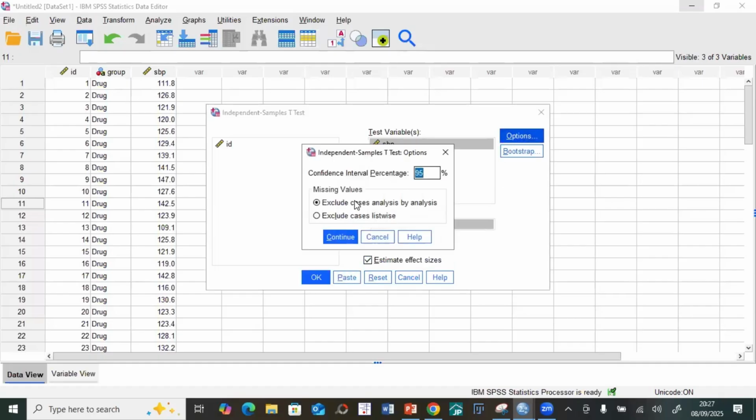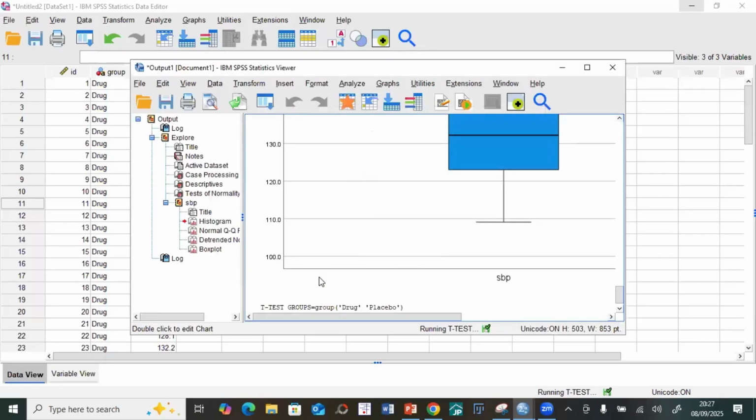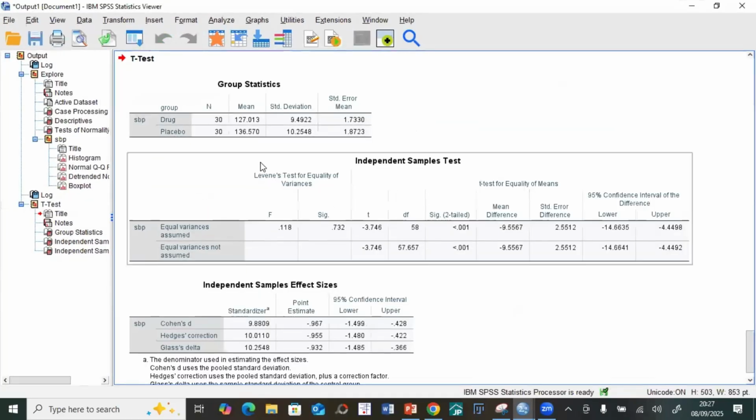You go to options. You want to use a confidence interval of 95%. The confidence interval is essentially derived from the alpha value. It's 1 minus the alpha value. The alpha value was 5%, so the confidence interval will be 95%. We also want to get an estimate of the effect size, and we shall look at what effect size is. You click OK, and once you do that, you get such an output.